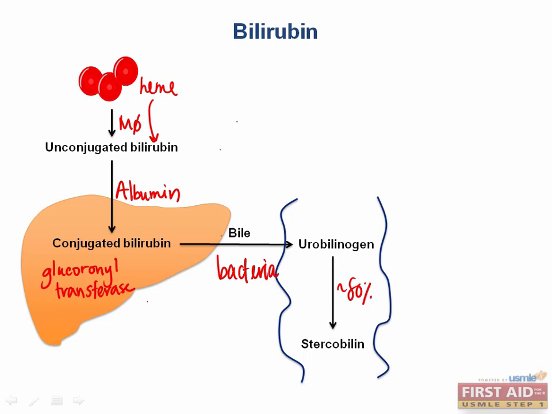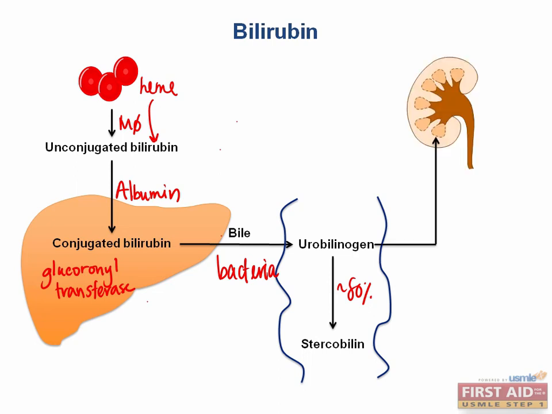However, 20% of the urobilinogen is taken back up at the ileum. Of this, about 10% passes to the kidney and is excreted as urobilin, which gives urine its characteristic color. The other 90% returns to the liver along with other components of bile and recycles through.